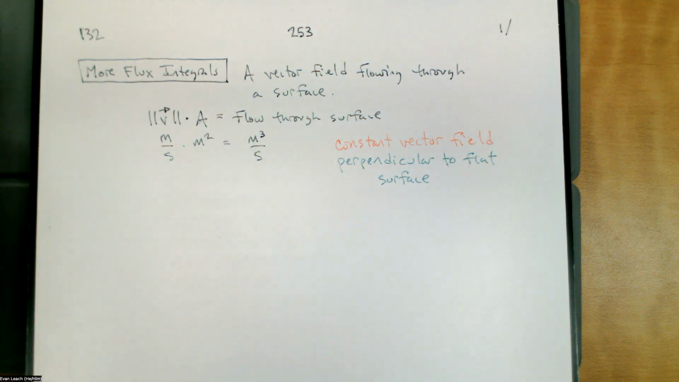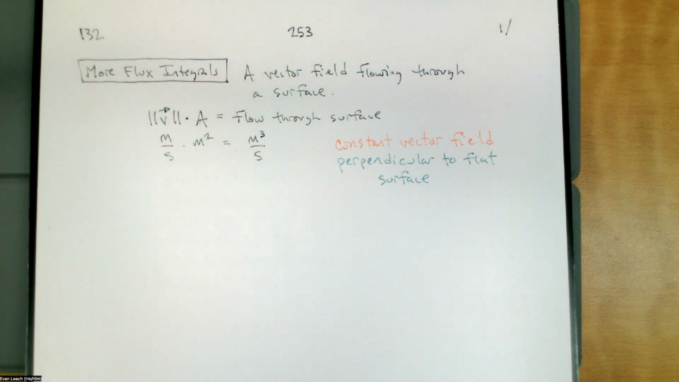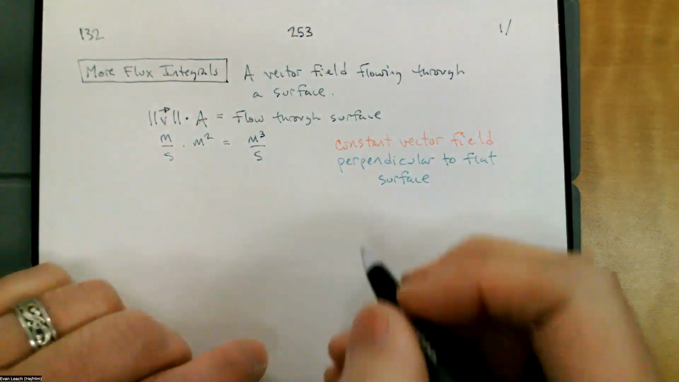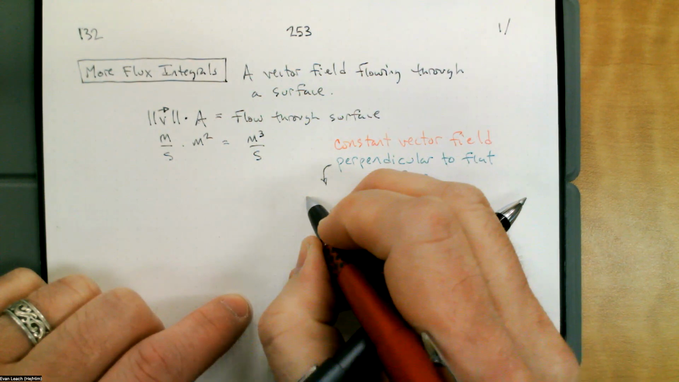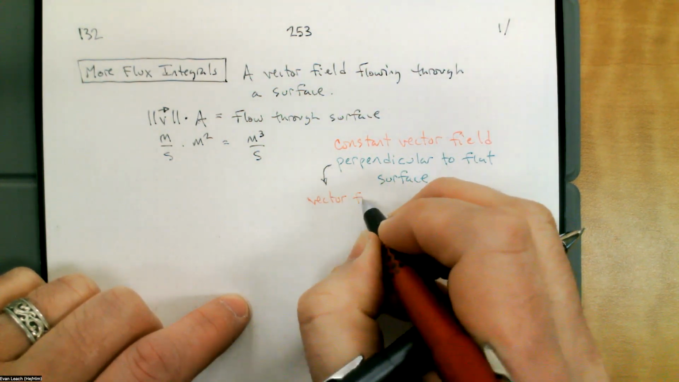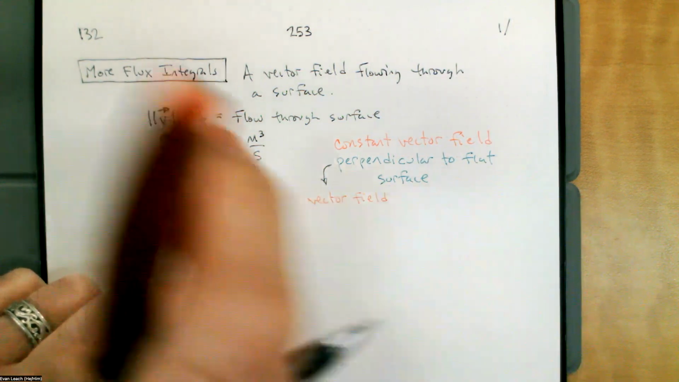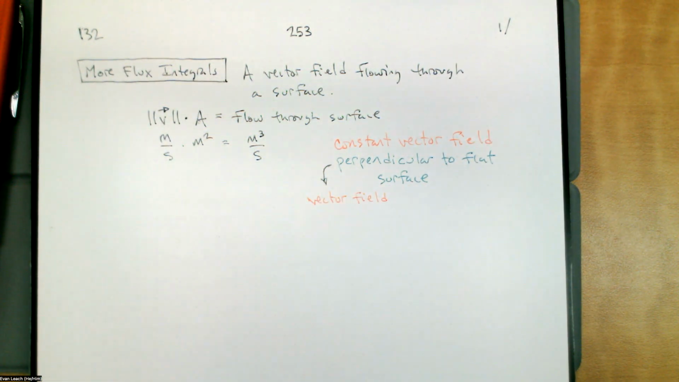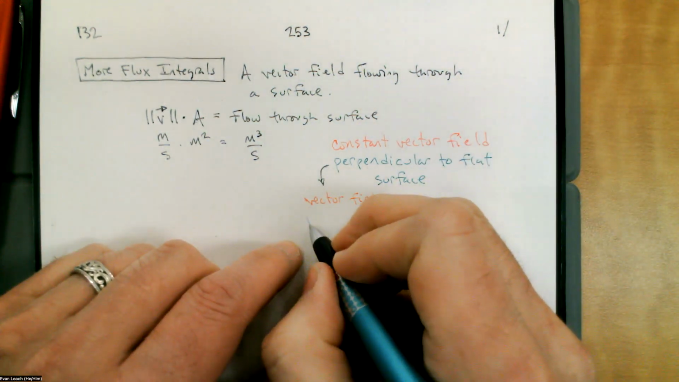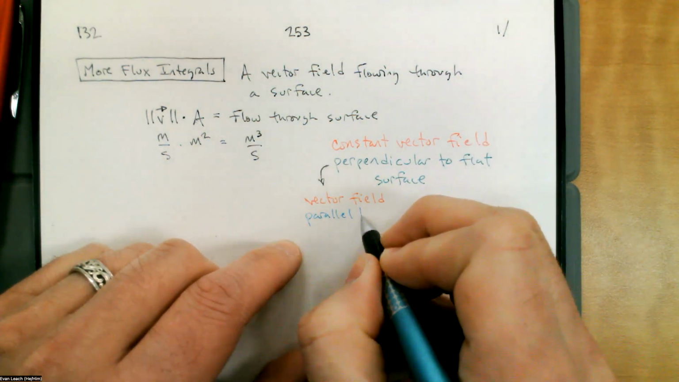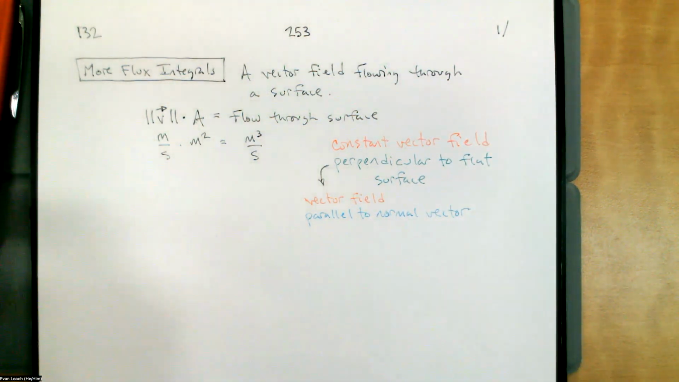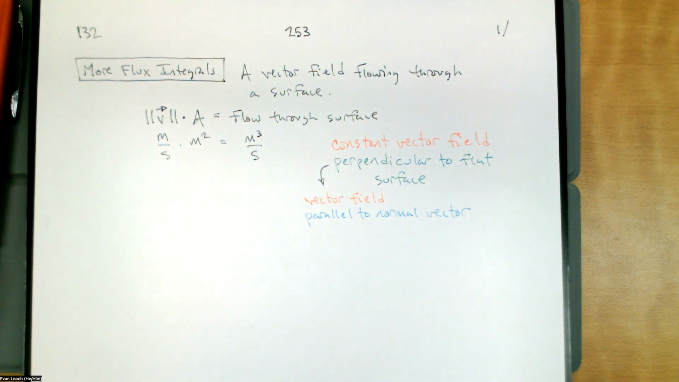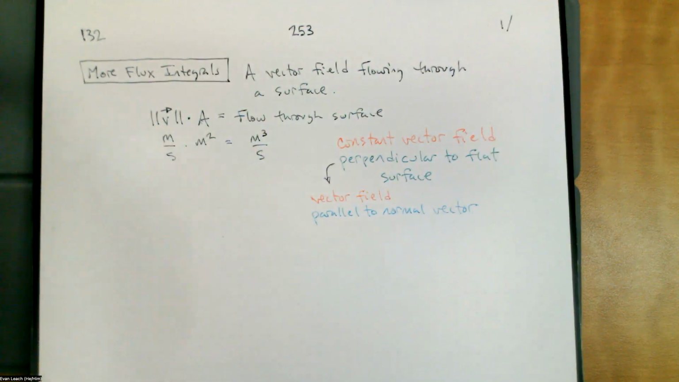So when we talk about perpendicular to a flat surface, the vector field is perpendicular to the surface and so parallel to vectors normal to the surface. So the vector field is parallel to the normal vector. And that's where we're going to start putting in an angle.